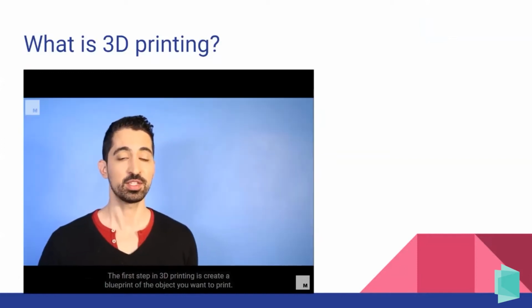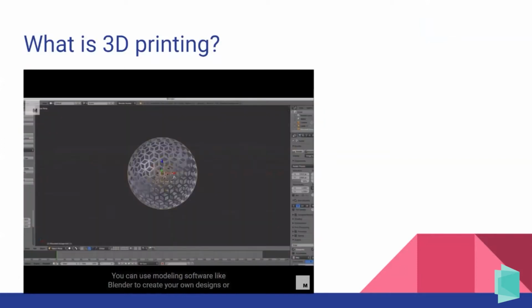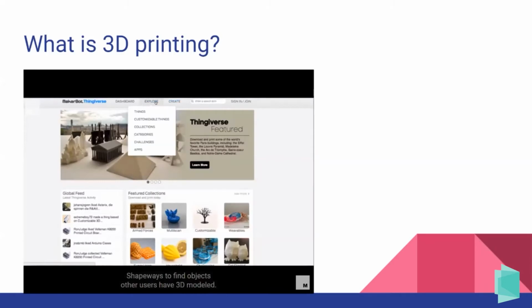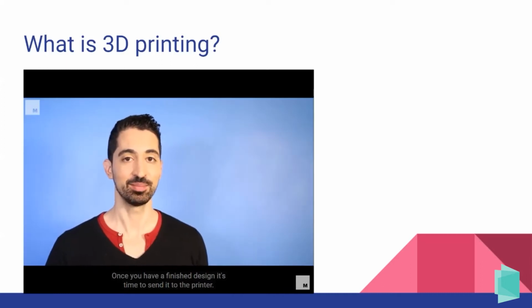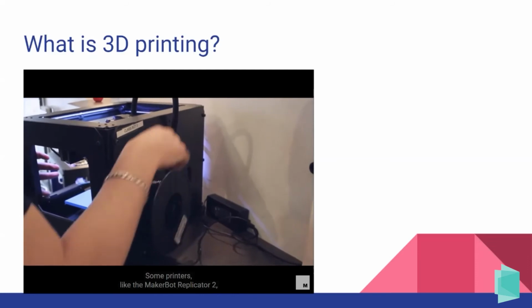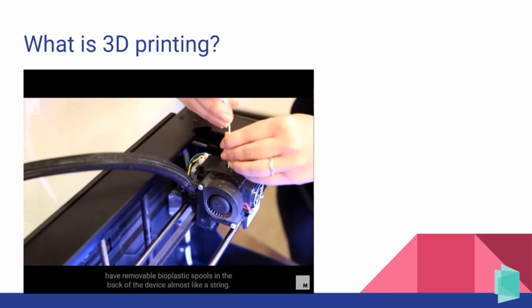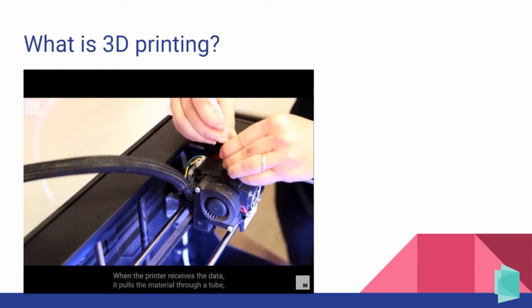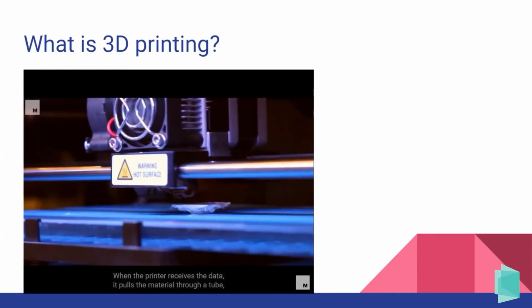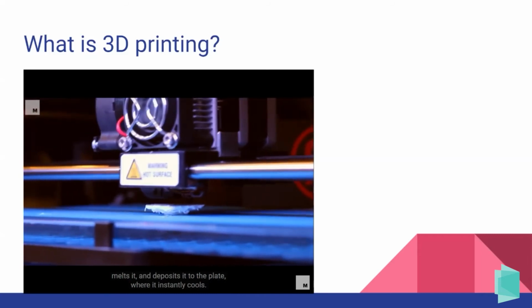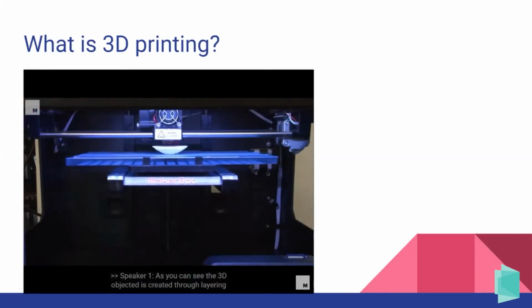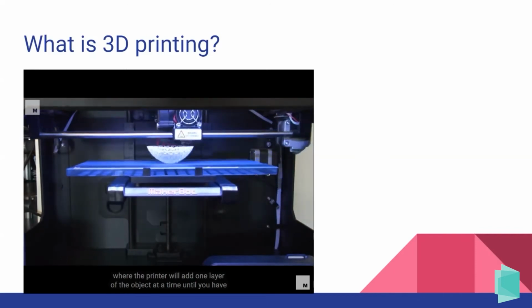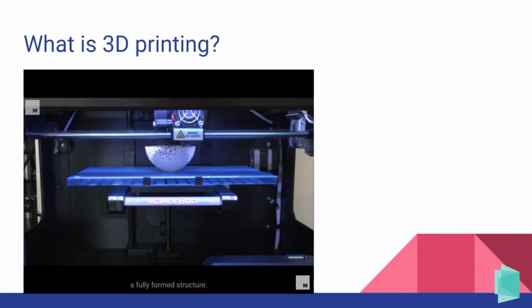The first step in 3D printing is to create a blueprint of the object you want to print. You can use modeling software like Blender to create your own designs, or you can visit websites like Thingiverse or Shapeways to find objects other users have 3D modeled. Once you have a finished design, it's time to send it to the printer. Some printers, like the MakerBot Replicator 2, have renewable bioplastic spooled in the back of the device, almost like a string. When the printer receives the data, it pulls the material through a tube, melts it, and deposits it to the plate where it instantly cools. As you can see, the 3D object is created through layering, where the printer will add one layer of the object at a time until you have a fully formed structure.